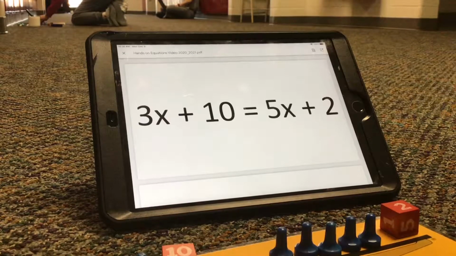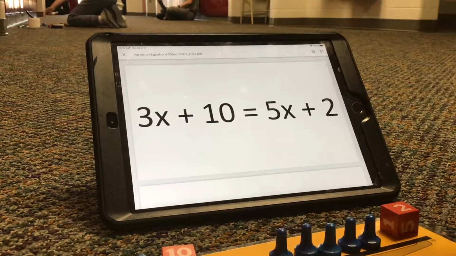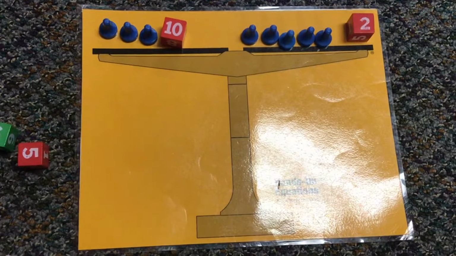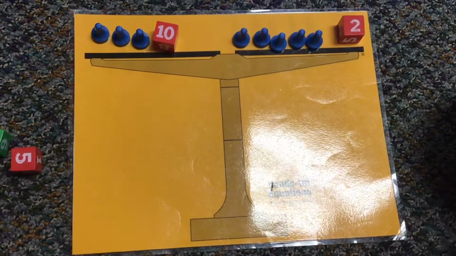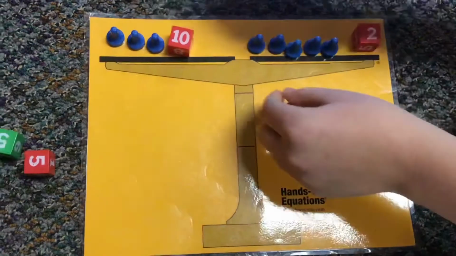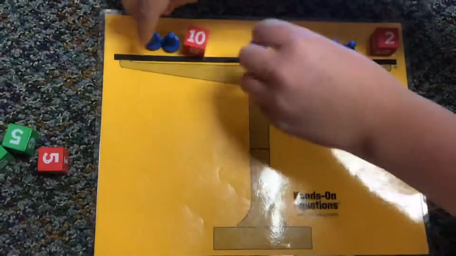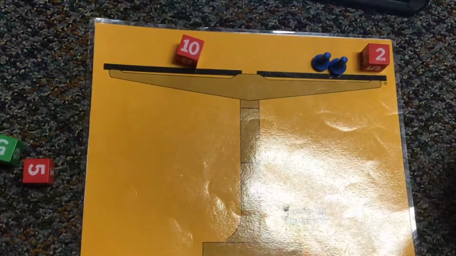For our problem, we have 3x plus 10 equals 5x plus 2. You can only take away the same thing from both sides. So if you have a white and a blue pawn, you can't take them away because they're not equal. So first we're going to start by taking away things that are equal. You got to use two hands to take away the same thing from each side. So altogether, we could take away 3 pairs.